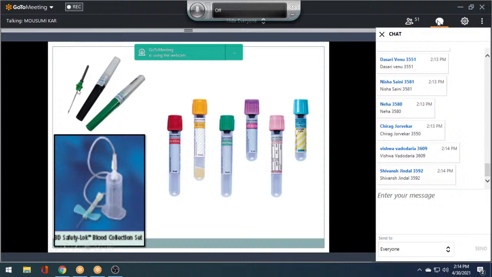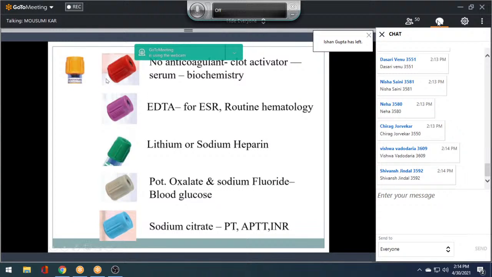And again, to explain the parts of a vacutainer system, we have the needle, the cover of the needle, the holder, and the vacutainer. Different vacutainers with different colors. So you have to remember the color and which anticoagulant is present in each vacutainer, and which are the tests for which you will be sending the sample.